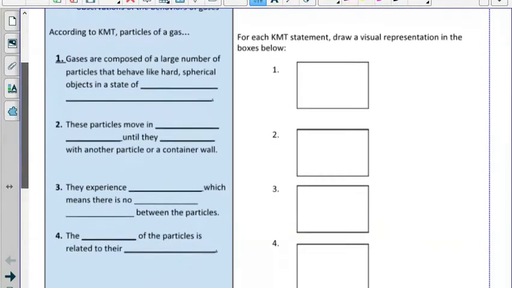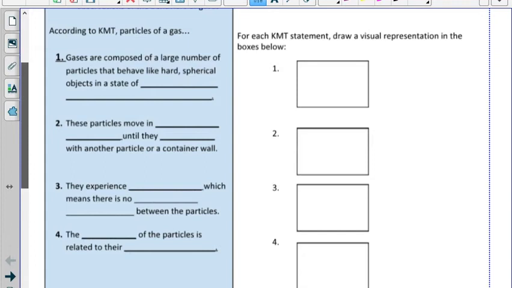The first is that gases are composed of a large number of particles that behave like hard spherical objects in a state of constant random motion. All right, so that's the first law, first part of this theory, that they are constantly randomly moving.